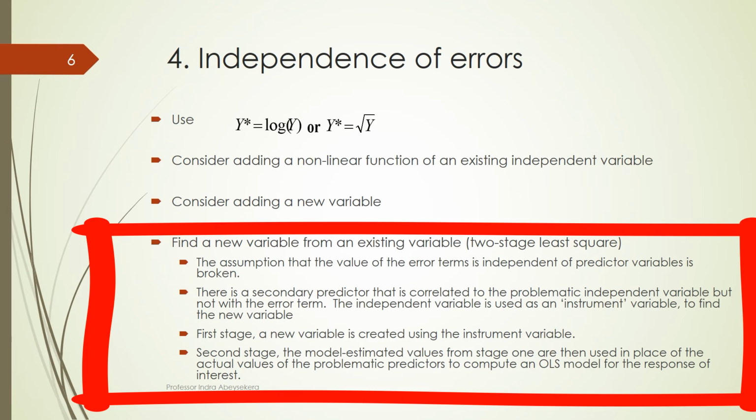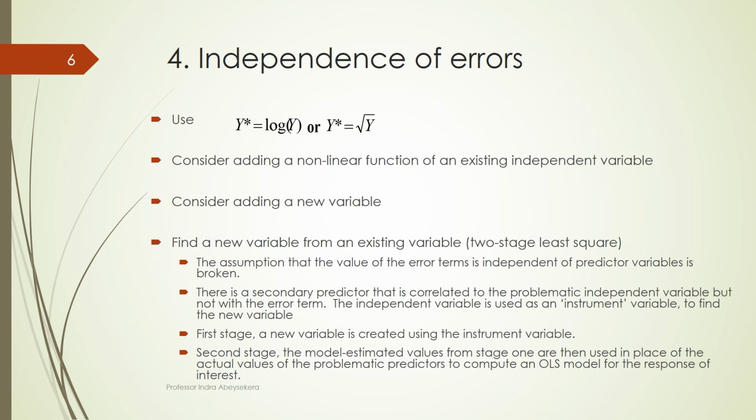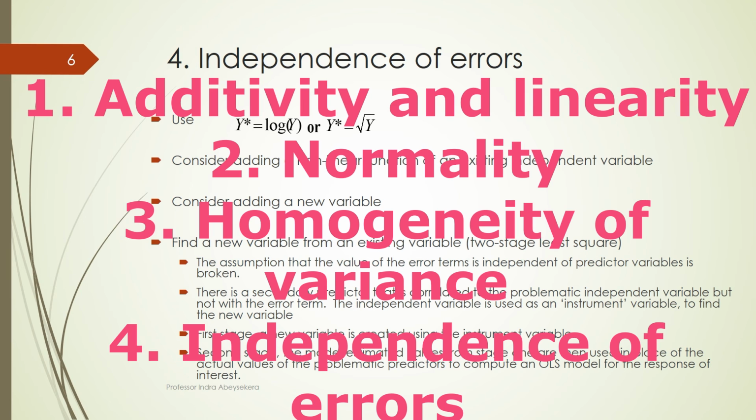So these are possibilities that exist when the model is found to be biased under the four aspects of model estimations.